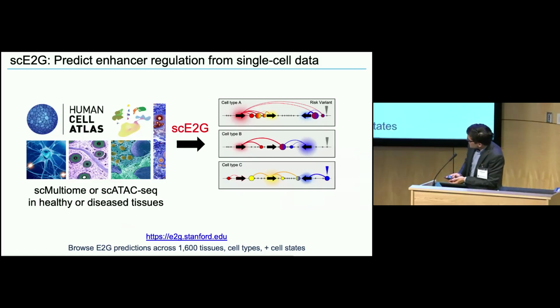We've also recently just made public an E2G browser. So if you go to e2g.stanford.edu, this extends the Open Targets interface. You can type in your favorite variant and look up its predicted effects across about 1,600 different predictions that we've made across all of ENCODE and many single cell data sets. So let us know how that works for you, and we're curious to see what we can learn.